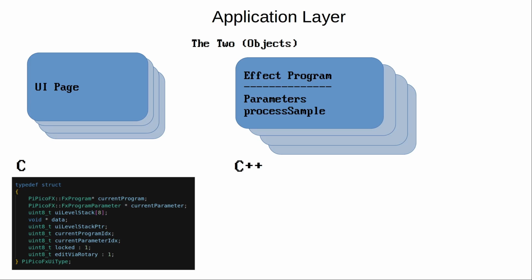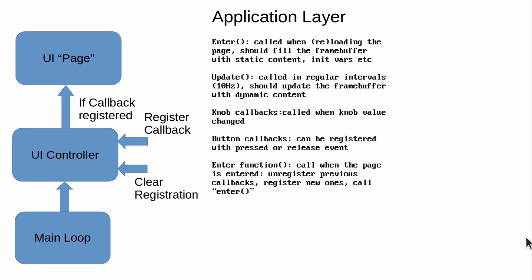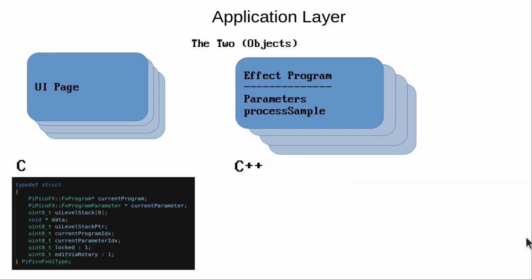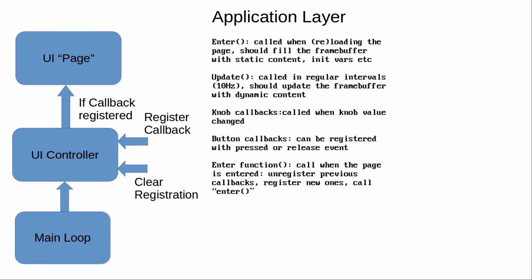The effect programs on the other side are proper C++ classes. More on why some parts are in C++ later on. The effect programs contain parameters, which are changeable settings of the program, and the crucial method which takes samples and processes them. Let's shed some light onto how an event from the main loop is propagated to the currently active UI page.